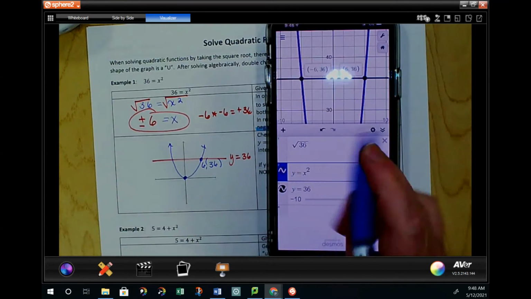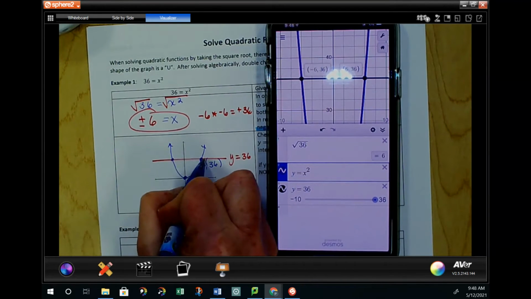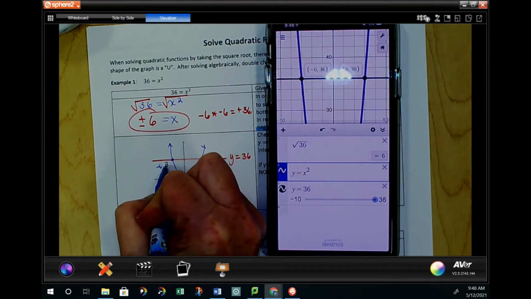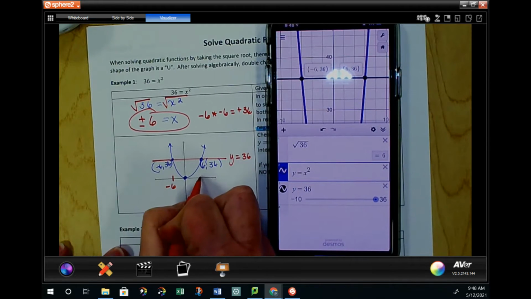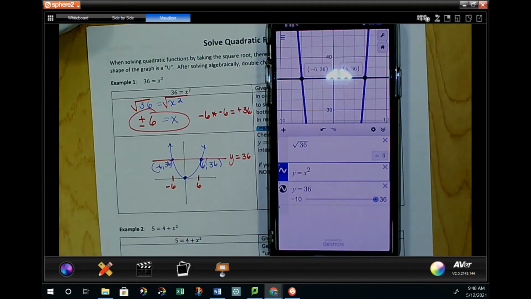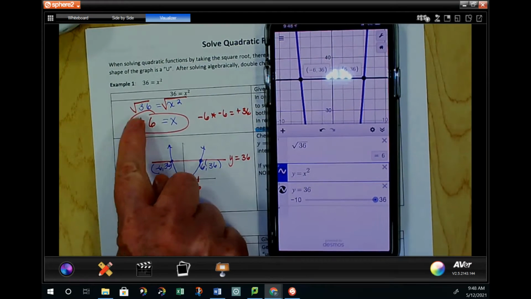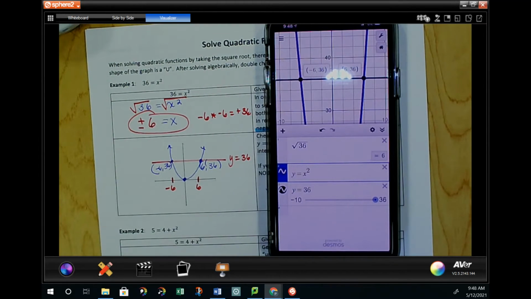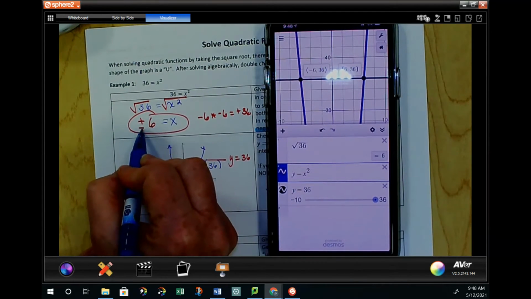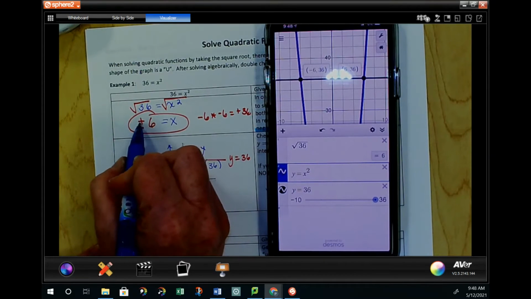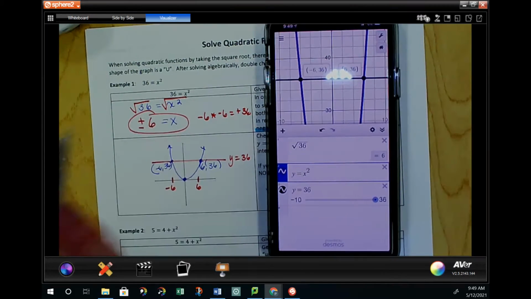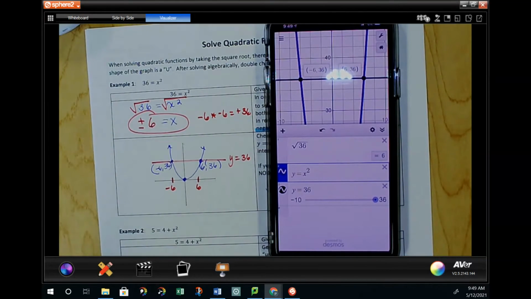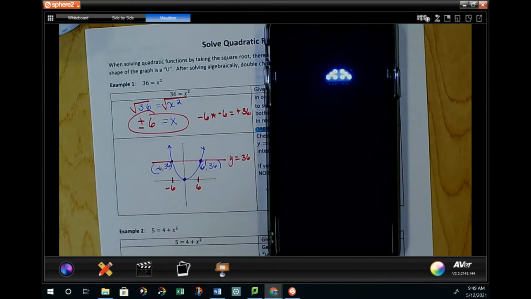Then I'm going to go over here, and I'm going to say, oh yeah, when x is negative 6, y is 36. So at negative 6 and at 6, I'm going to get 36. This is the cool way to write it, because you can write both. You could write plus and minus 6, or you can write x is equal to 6 and x is equal to negative 6. This is just faster. Sometimes we're lazy. Okay, so that's example 1.